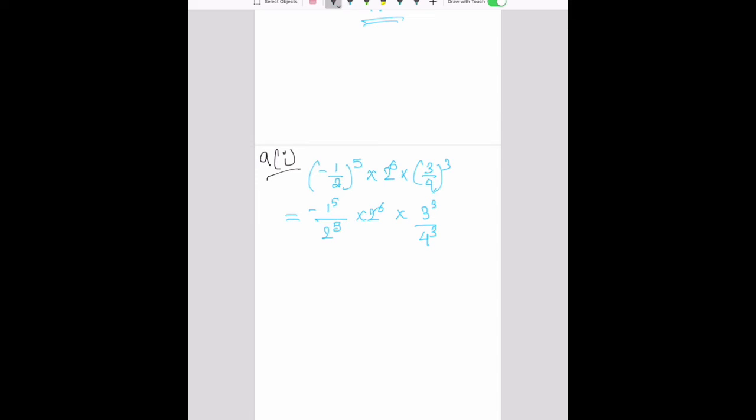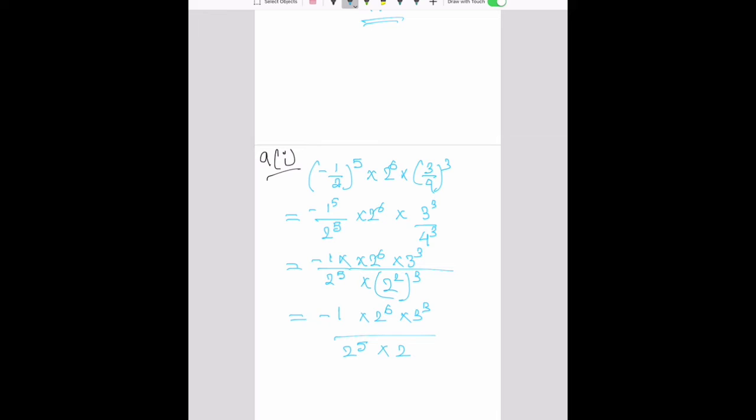But what did I say? Break it into its smallest prime numbers. So minus 1 to the power 5 will be minus 1. 2 to the power 5 remains as 2 to the power 5. We can drag it here and write all the numerators on top. But see, 4 to the power 3, 4 is not a prime number, so we have to convert it into its prime number, which is nothing but 4 can be written as 2 square. So 2 square to the power 3. Right. The next step is minus 1 into 2 to the power 6 into 3 to the power 3 by 2 to the power 5, and this becomes 2 to the power 2 into 3.